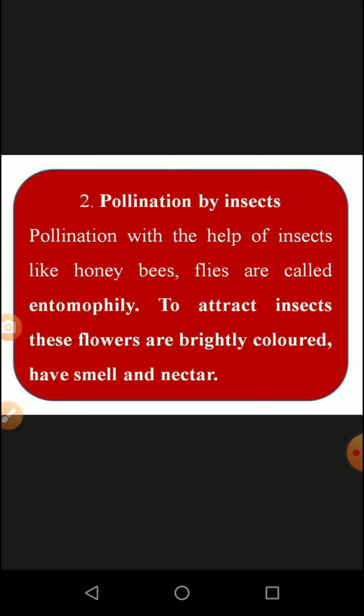They are roaming around the flower because it has colorful petals, and it has honey and a sweet smell. Because of all these reasons, the insects are attracted to the plants or flowers. Through their legs and wings, the pollen grains are carried from one plant to another plant.